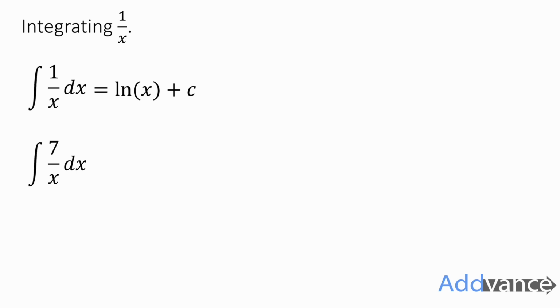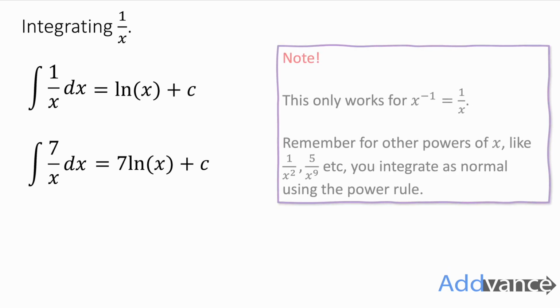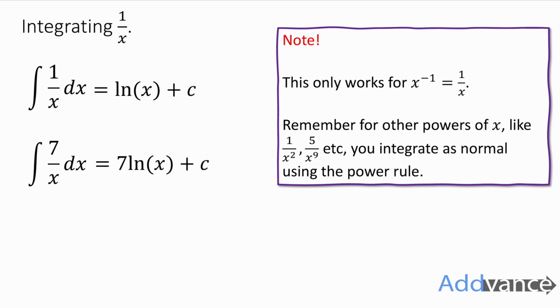Similarly, 7 over x dx is 7 ln x plus c. So the 7 just multiplies the ln of x there. And this only works for x to the power minus 1 or 1 over x, which are the same thing. Remember, for other powers of x, like 1 over x squared or 5 over x to the power 9, these are different powers. And so you would use the normal power rule, where you add 1 to the power and divide by the new power for those. But for x to the power minus 1, we have a special rule.